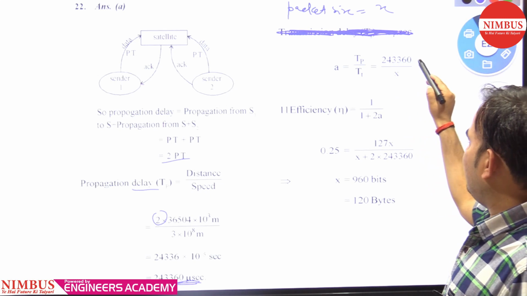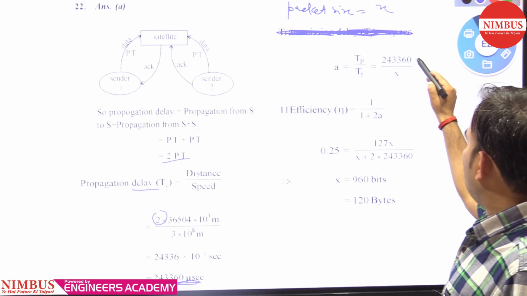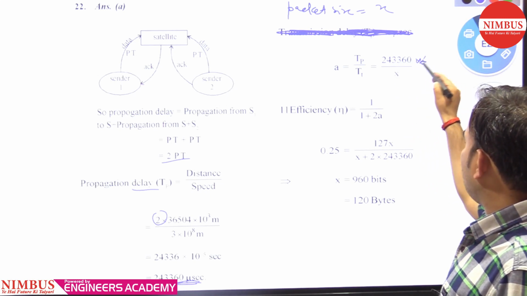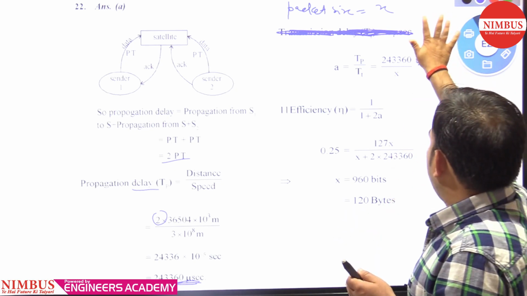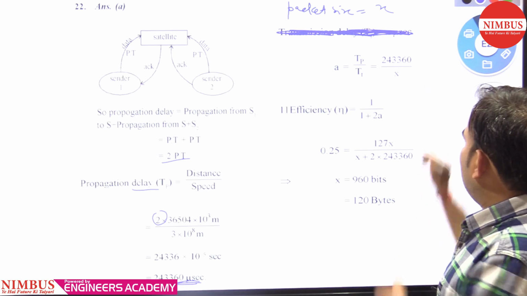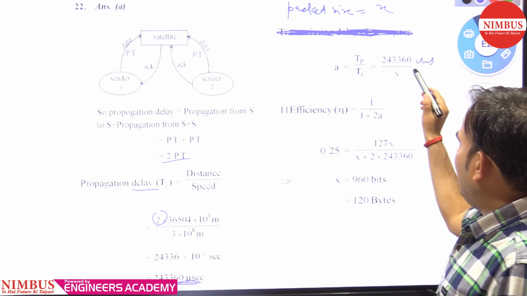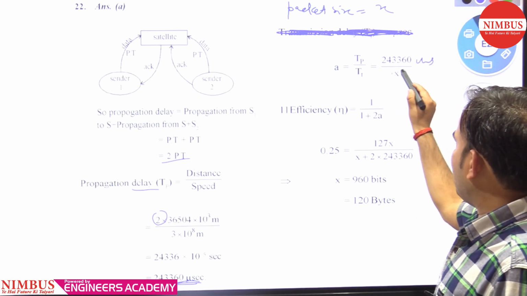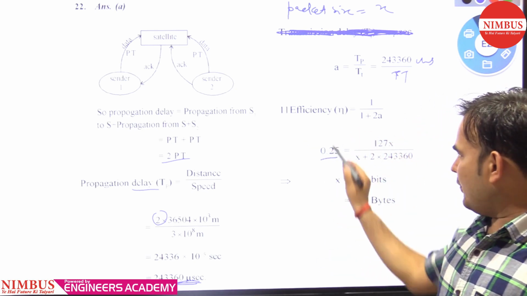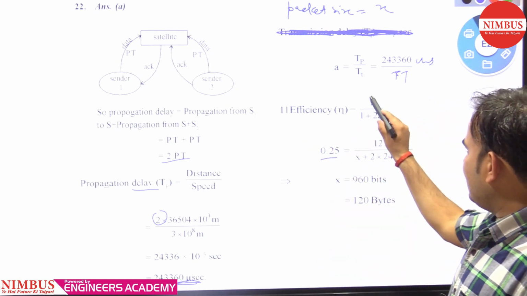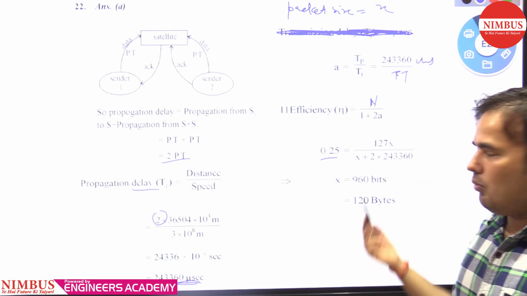Propagation time is in microseconds, so it is into 10 to the power minus 6. You need to consider that here, no problem, we will convert it later. And divide by transmission time. So put all the values here: 0.25 efficiency equals N upon 1 plus 2a.